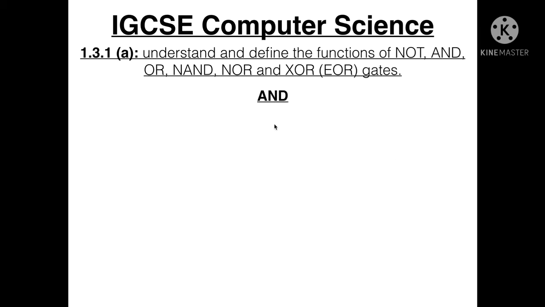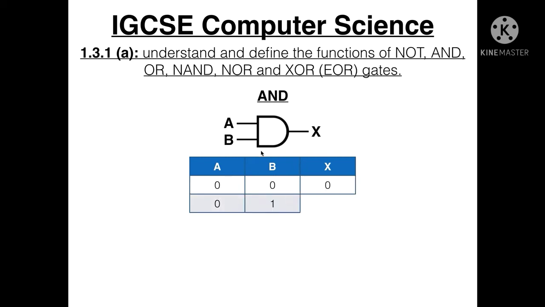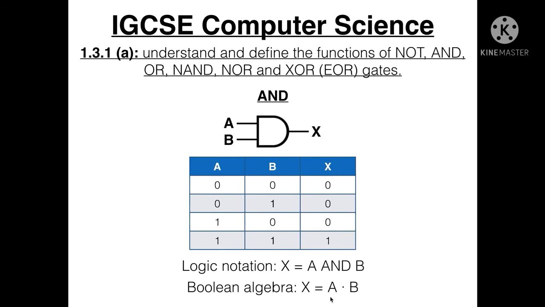So let's look at the AND gate. The AND gate looks like this, and you'll notice that it takes 2 inputs instead of 1, like the NOT gate. Well, this behaves a bit differently. So we get inputs A and B and output X. The truth table would look something like this. If we give A 0 and B 0, the output would be 0. A 0 and B 1, the output would be 0. A 1 and B 0, the output would be 0. But A 1 and B 1, the output is 1. So you can kind of see why it's called the AND gate. This and this have to be 1 in order for this to be 1. So the logic notation would be X equals A AND B. Boolean algebra would be X equals A dot B.